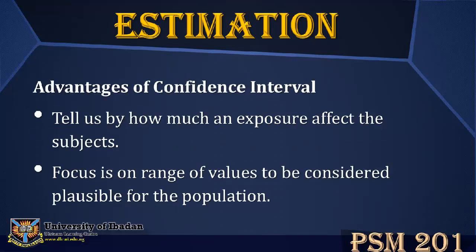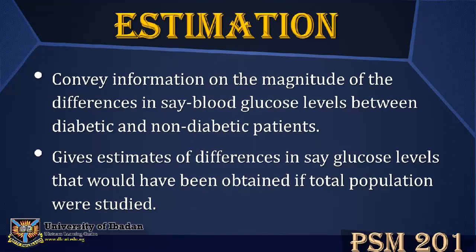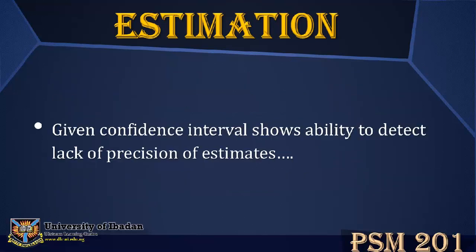Advantages of confidence interval. Tell us by how much an exposure affects the subject. Focus is on the range of values to be considered plausible for the population. Convey information on the magnitude of the differences in, say, blood glucose level between diabetic and non-diabetic patients. Give an estimate of differences in, say, glucose levels that would have been obtained if the total population were studied. Shows the ability to indicate lack of precision of estimates.